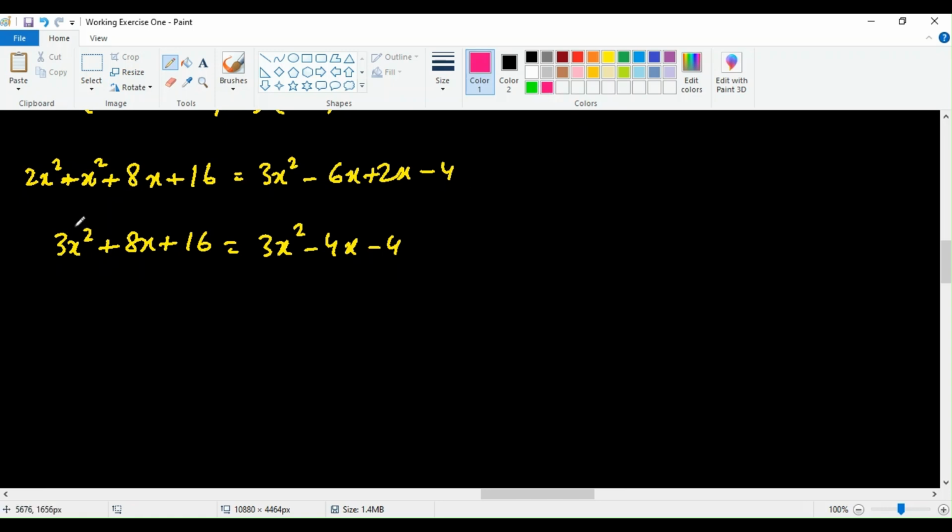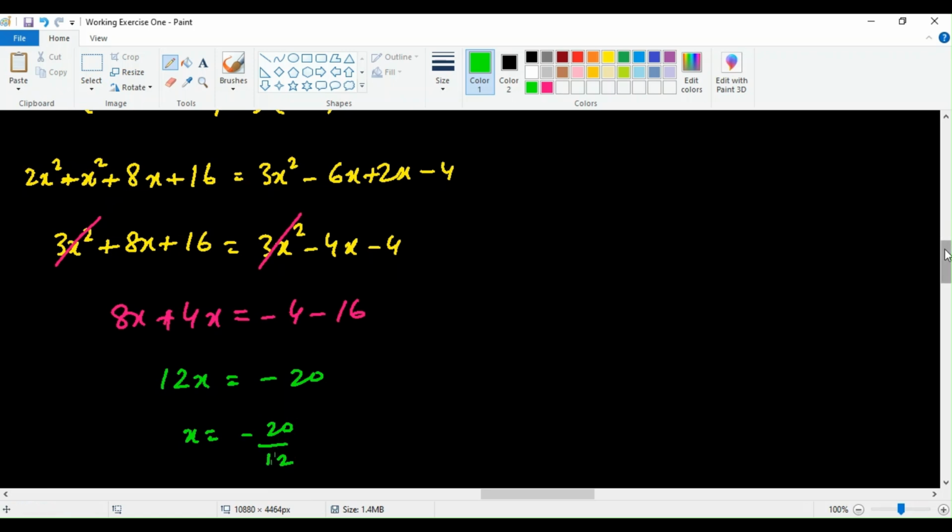Over here I can see 3x square and 3x square is going to be cancelled. So 8x plus 4x, this minus 4x will go to the other side and becomes a plus 4x. And here minus 4, this plus 16 will go to the other side of the equal sign and becomes a negative 16. So ultimately we have here 4x, in fact it is 12x, equals minus 20. So x will be equals to negative 20 over 12.